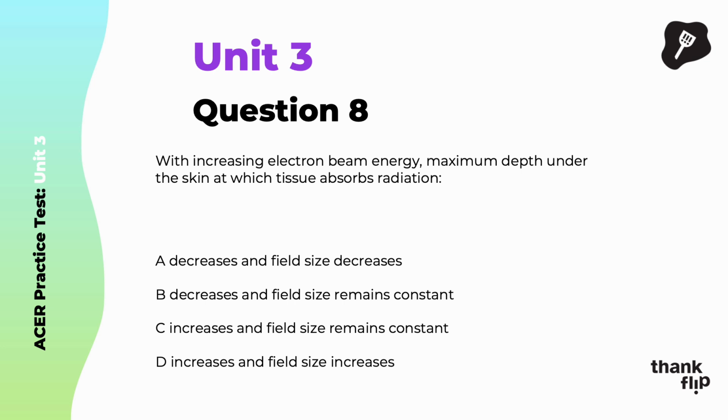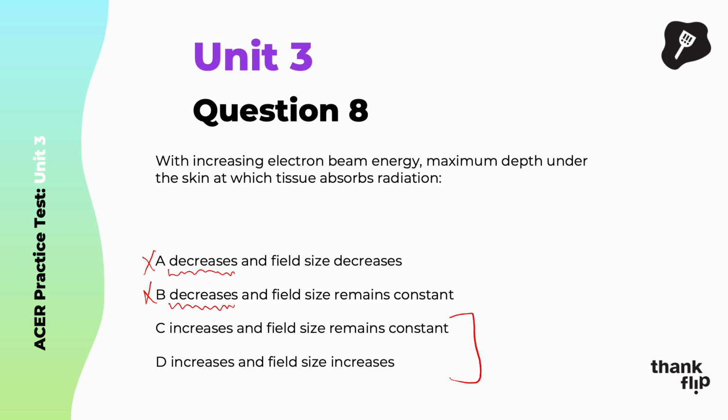So looking at figure 2, you'll quickly realize that you're not going to get too much information about the field size. However, you can see that the maximum depth is increasing as the electron beam energy increases. So the depth is increasing. So we can eliminate options A and B because options A and B are telling us that the depth is decreasing. So that's incorrect. So we have these 2 options left.